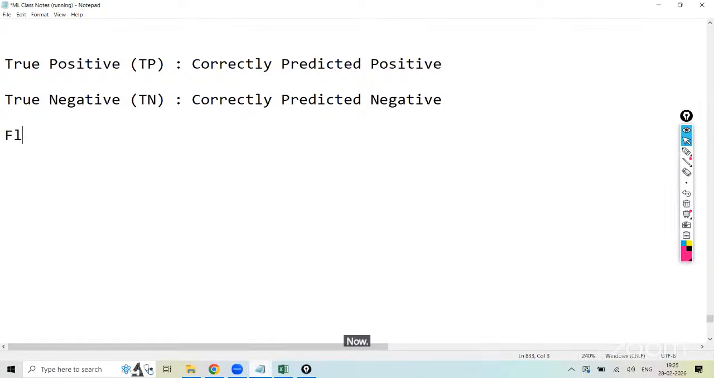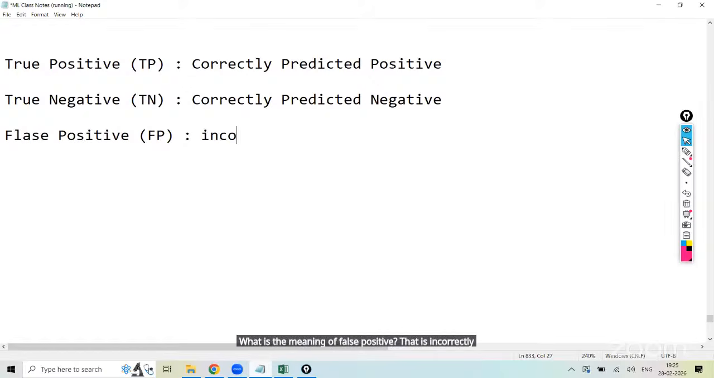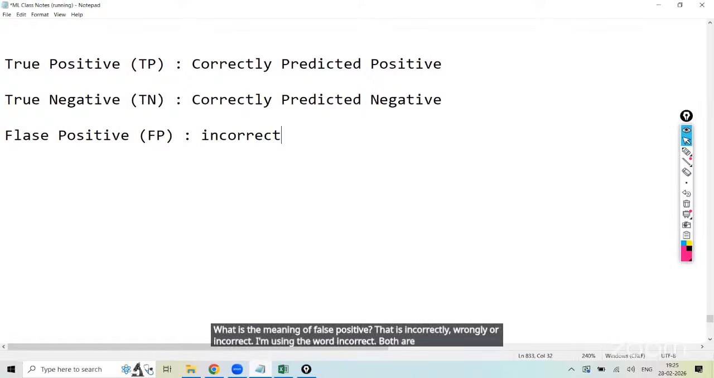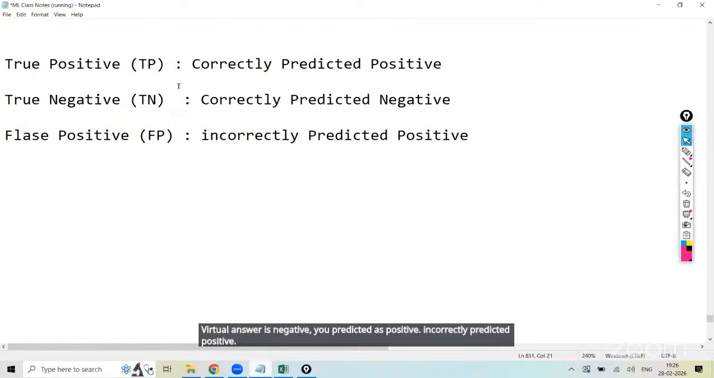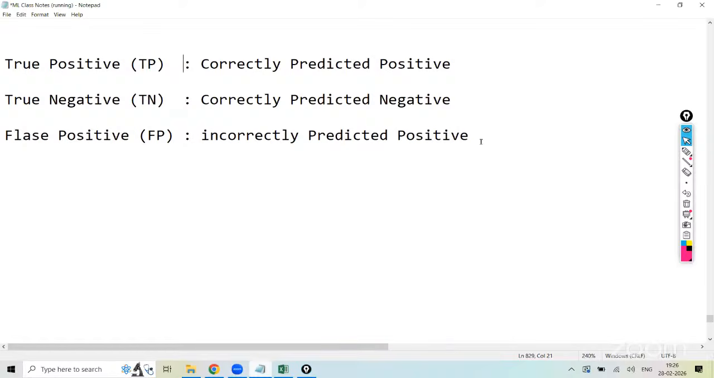Now tell me what is meant by false positive. What is the meaning of false positive? It means incorrectly, wrongly or incorrect. Both are the same. Incorrectly predicted. What did you predict? Positive. Then what is the original answer? The original answer is negative, and you predicted positive. Incorrectly predicted positive. Are the points clear? This is called false positive.